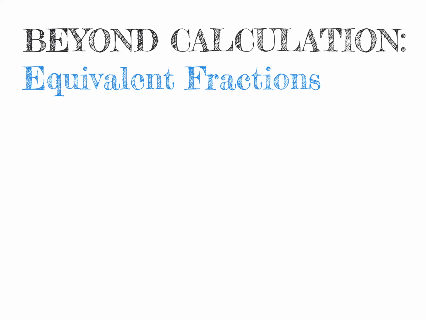In this video, we're going to look at why multiplying the numerator and the denominator of a fraction by the same number results in an equivalent fraction. So let's take the fraction 2/3. If we multiply that by 2 over 2, the same number in the numerator and the denominator, we get 4/6, and 4/6 and 2/3 are actually the exact same fraction, just looking a little bit differently.